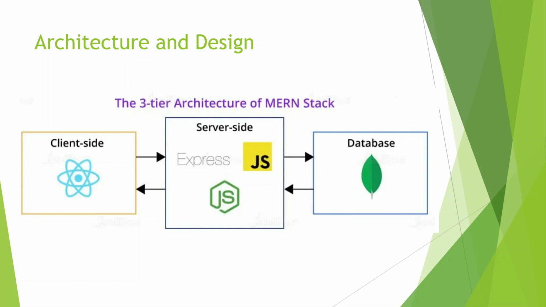Going forward to the architecture and design, the three-tier architecture of the MERN stack consists of a client side, a server side, and a database. The client side consists of React.js, while the database consists of a MongoDB database. Essentially, in this project, we are using MongoDB Compass. And the server side consists of Express.js as well as Node.js, which are essential for making a runtime environment of JavaScript possible in order for the client as well as the database to interact with each other.